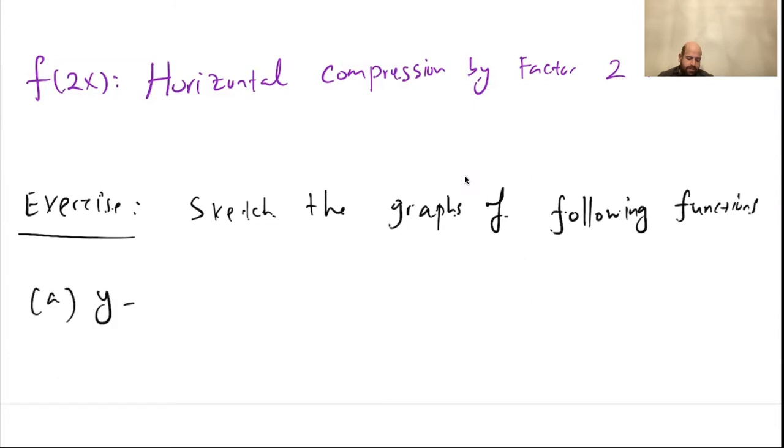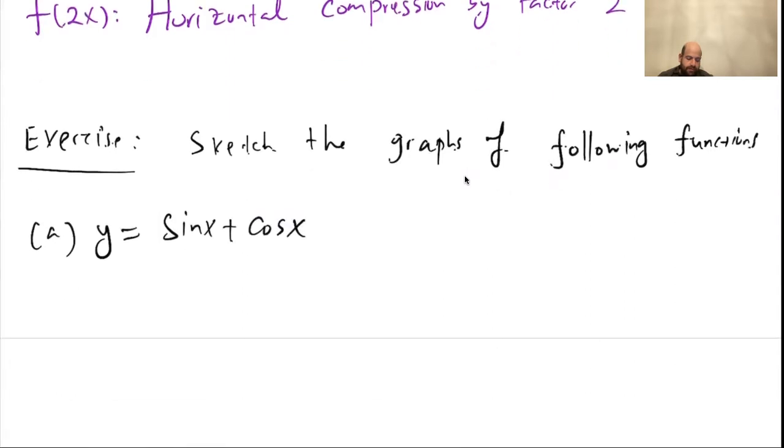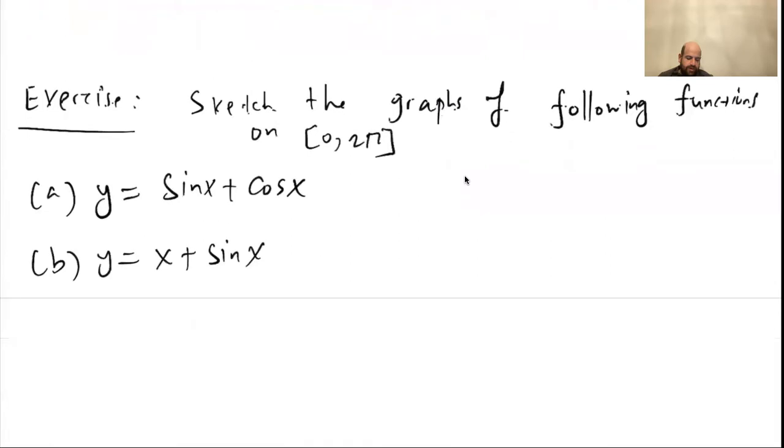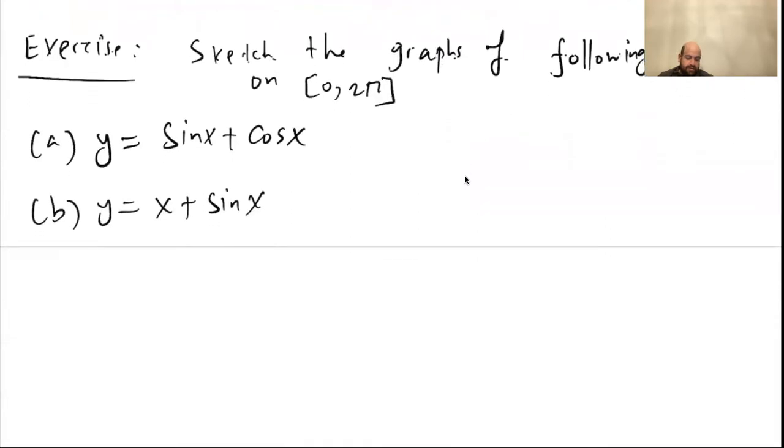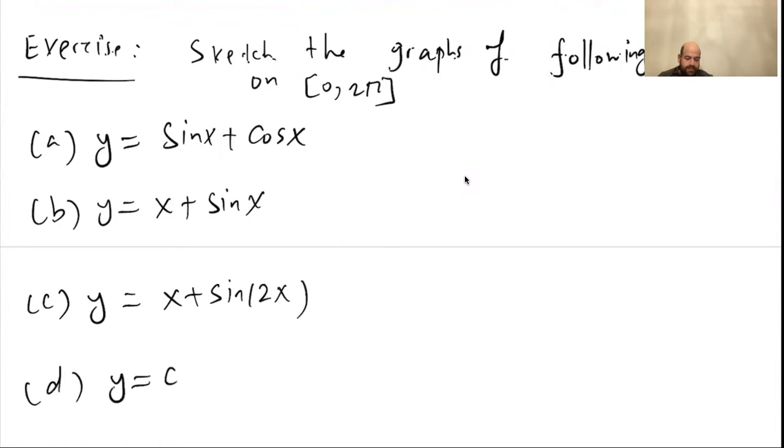Part A, y equals sine x plus cos x. Part B, y equals x plus sine x. You can assume that the domain for all of them is 0 to 2 pi. Part C, y equals x plus sine 2x. Part D, y equals cos squared x.